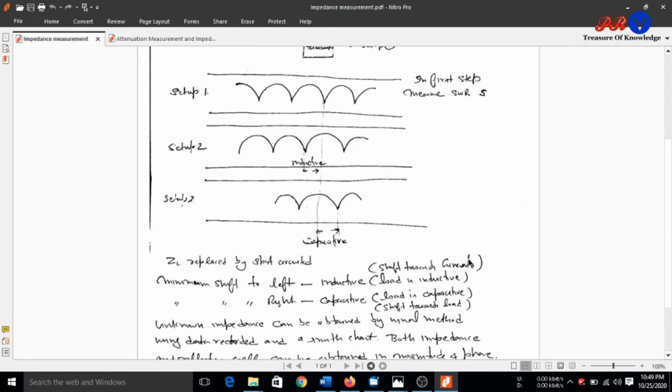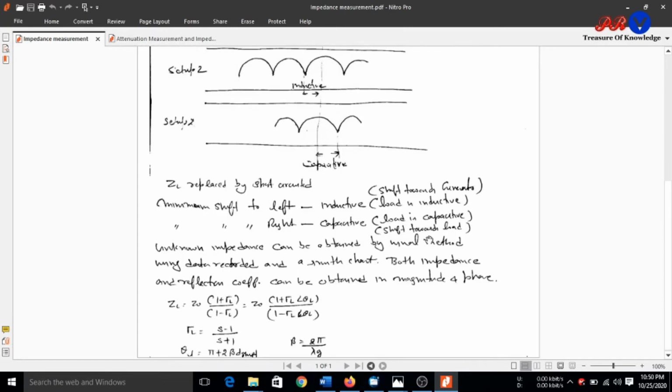So if this impedance point or minima point is shifted towards the generator, then load is inductive, and if this minima point is shifted towards the right, then there is a shift towards the load side. So we may conclude that load is capacitive in nature, and to find the value of the unknown impedance we will use this formula.